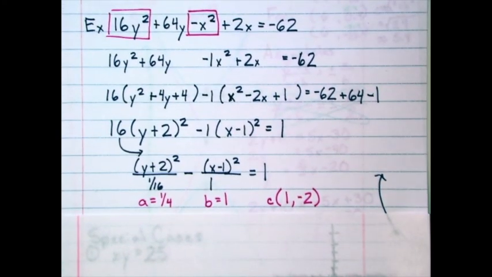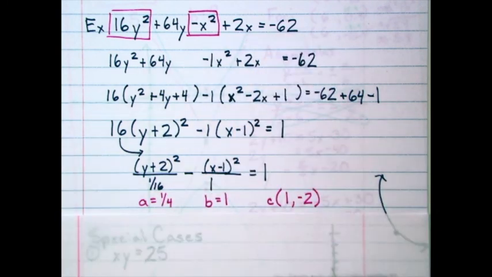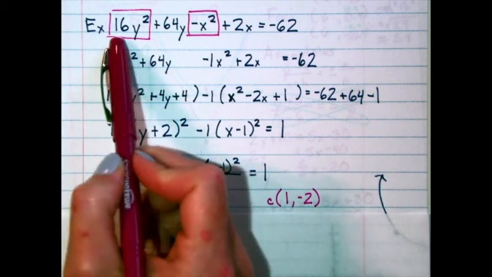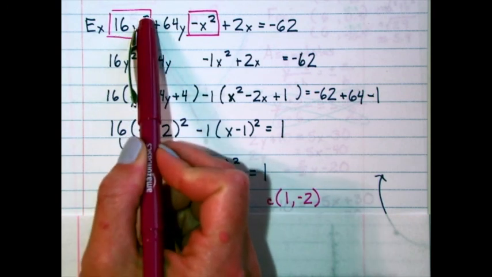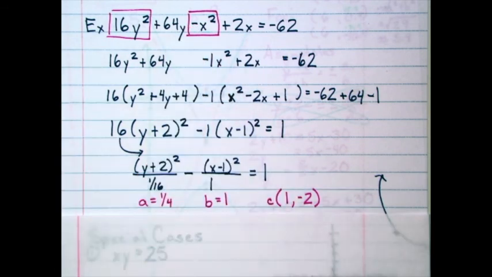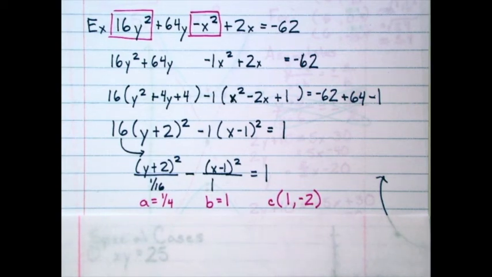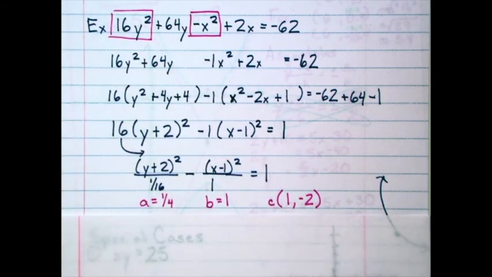So if I had a problem that looked like this, and I've got this equation, it does not look like it's in the form that I needed it to be in. So what we have to do is first determine what conic section we're dealing with. This is 16y squared and negative x squared. I've got a positive 16 for a coefficient of my y squared term and a negative 1 for a coefficient of my x squared term. Since one is positive and one is negative, I know I'm dealing with a hyperbola.